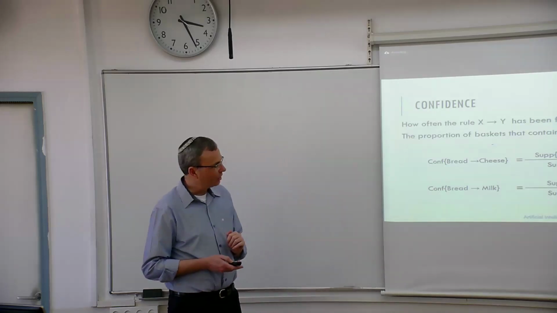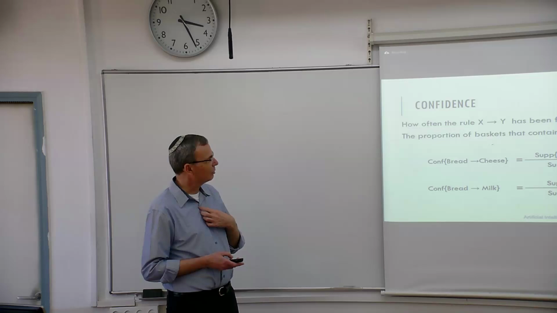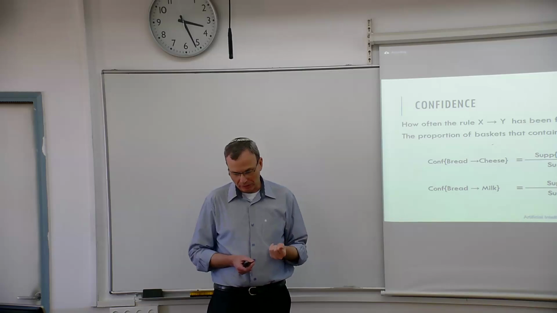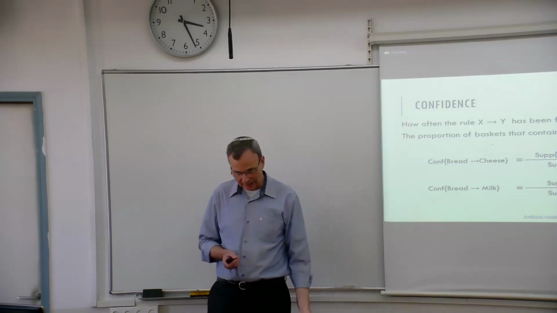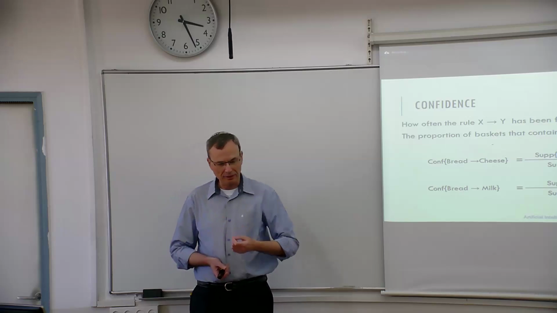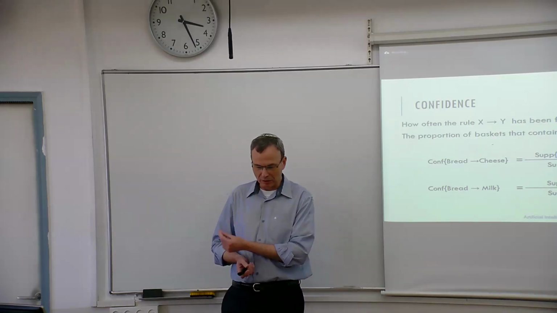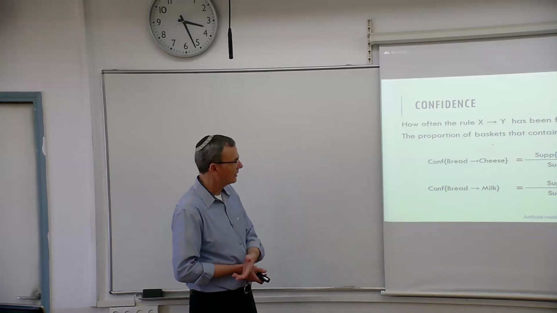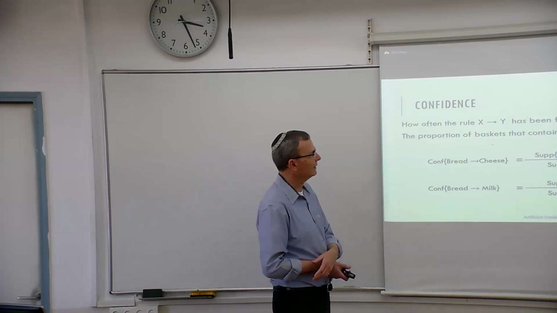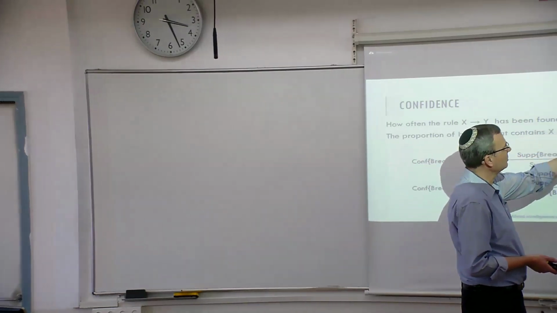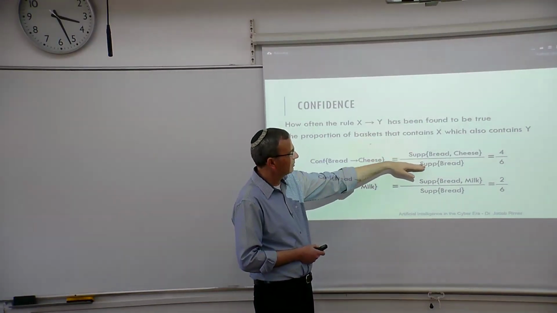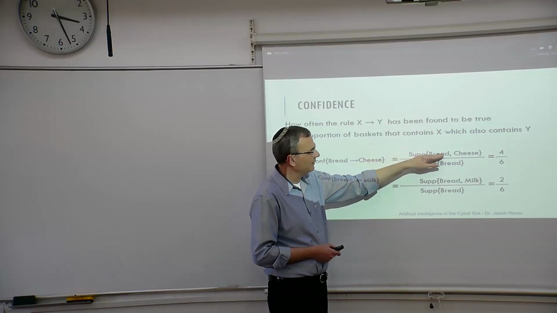The second one is the confidence. How confident are we that this is a real rule? In other words, how often the rule X means Y, in our case, bread means we are going to buy also cheese, has been found to be true. This is the proportion of baskets that contain X which also contain Y, meaning we have 6 baskets that contain bread, but only 4 of them contain bread and cheese.